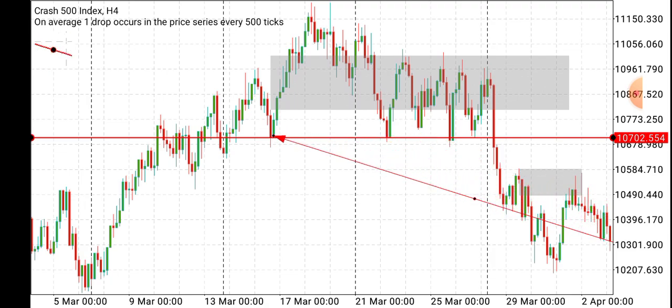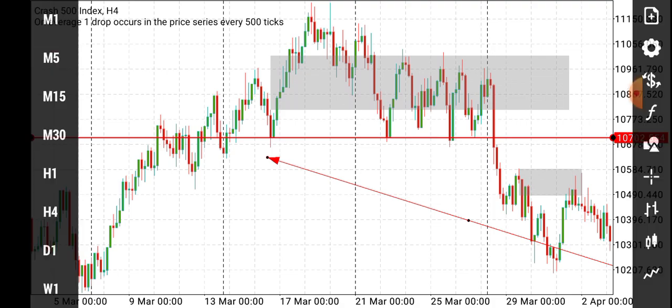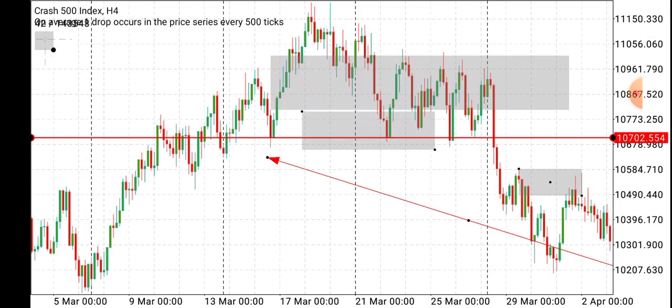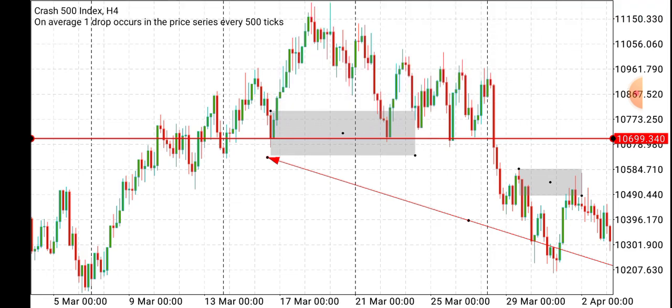order block: the last bearish candle before a bullish move can be considered a bullish order block. So once this market comes down and tests this order block right over here, I will have entered my buy. Let me show you how I draw my order block. I'll use this box and set it. I don't want to make a mistake, so let me delete this one. Okay, and I set it exactly at that order block.